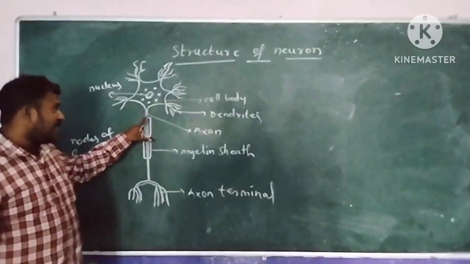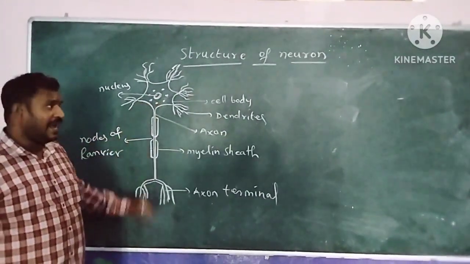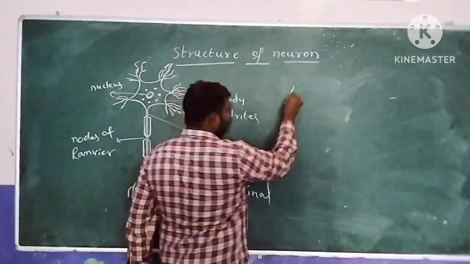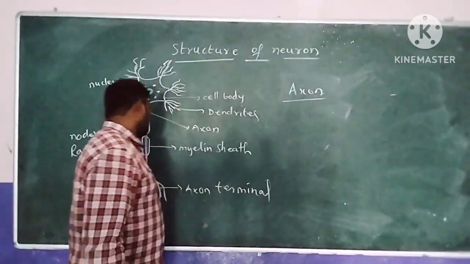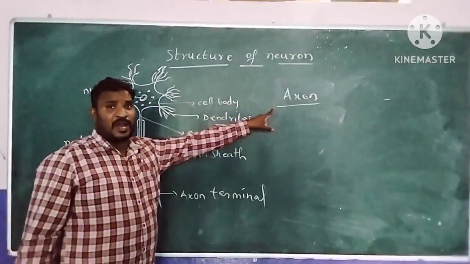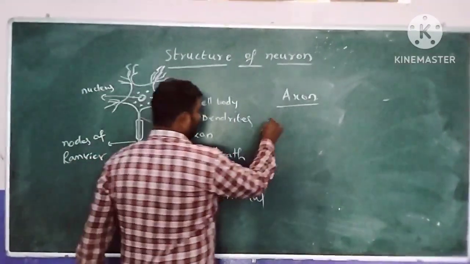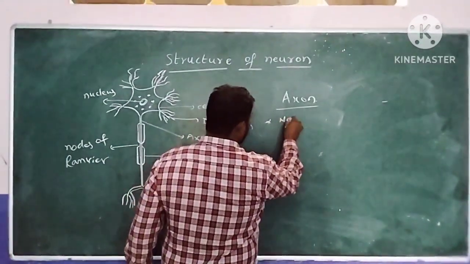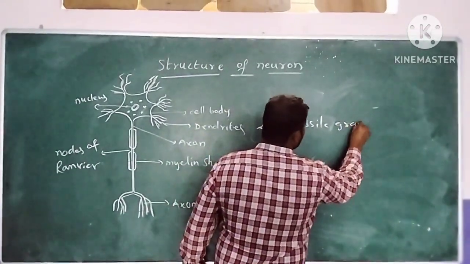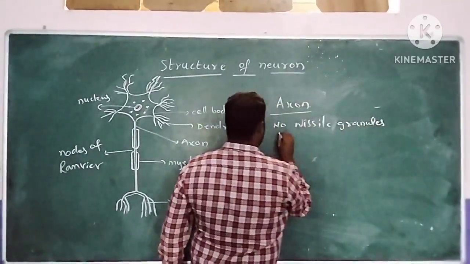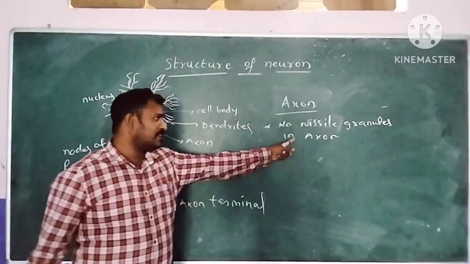The second type of extension from the cell body of the neuron is called the axon. The part of the neuron which does not contain Nissl granules is called the axon. So axons do not have Nissl granules.